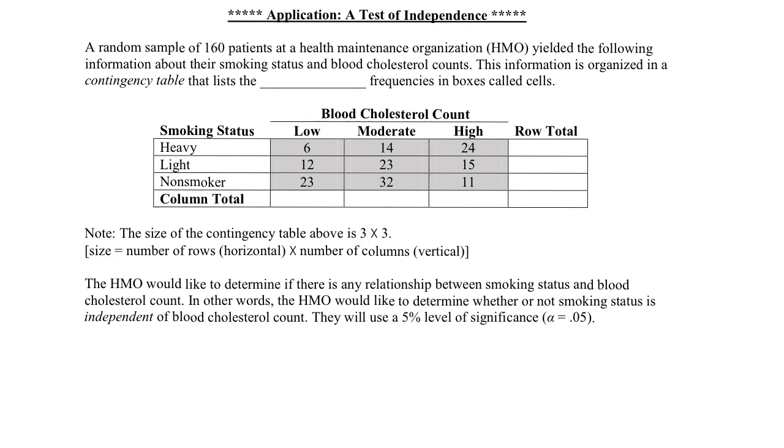So in this case, we've got a random sample of 160 patients at an HMO, a health maintenance organization, and we've got some information about their smoking status and blood cholesterol counts. So we're looking at two things: smoking status and blood cholesterol counts. This information is organized in what's called a contingency table that lists the observed frequencies.